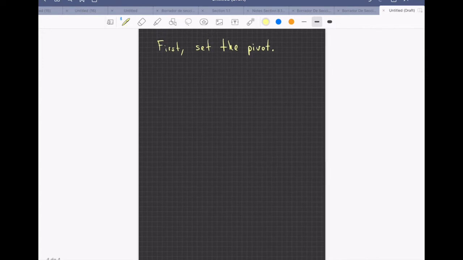Well, let's do the example. But first, I'm going to use some numbers called the pivot. This is not a formal definition for a pivot, but by now it's going to be useful. What is the pivot? I will explain. The pivot is a reference number.